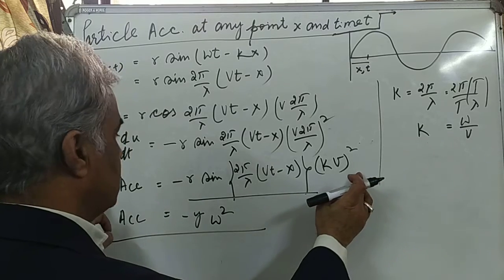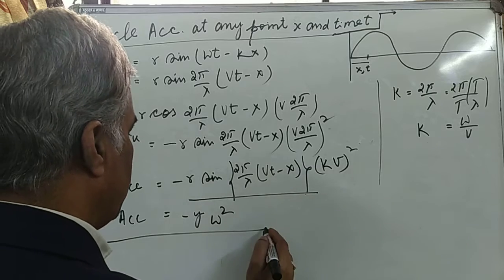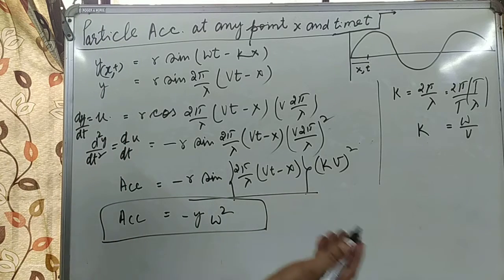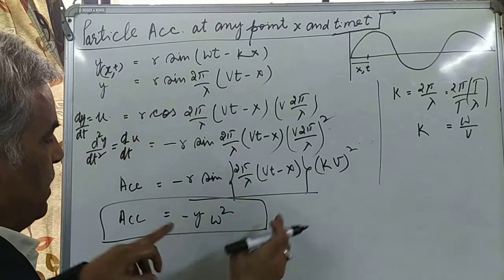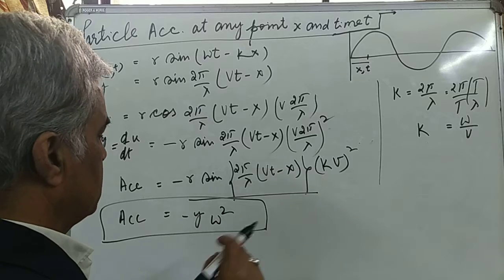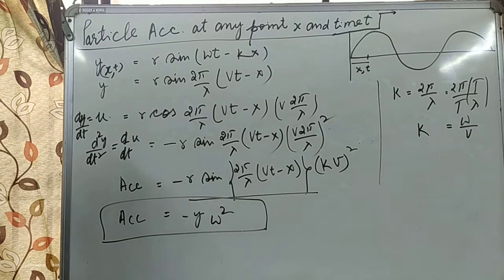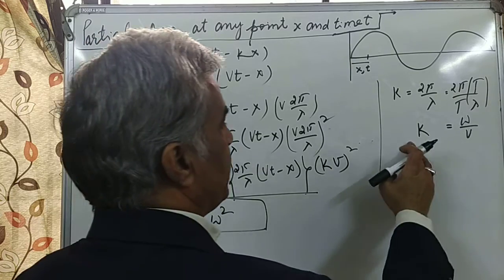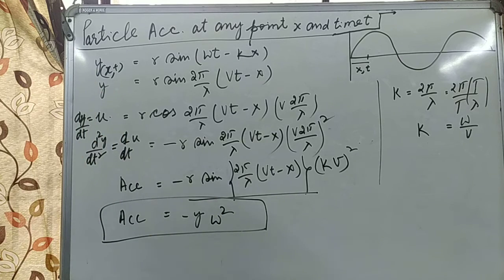You must learn this one as well. A better way to learn this is, at the time of need, substitute y as this and omega as kv, that is v times 2 pi by lambda. Omega is equal to kv. You will substitute, so you will find the answer.